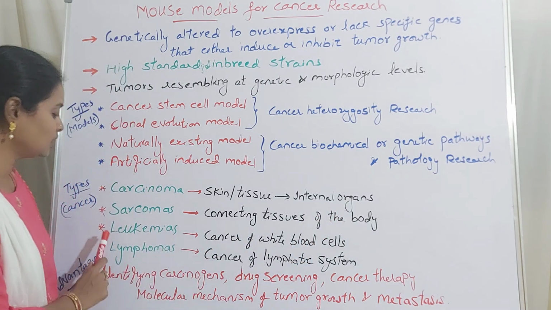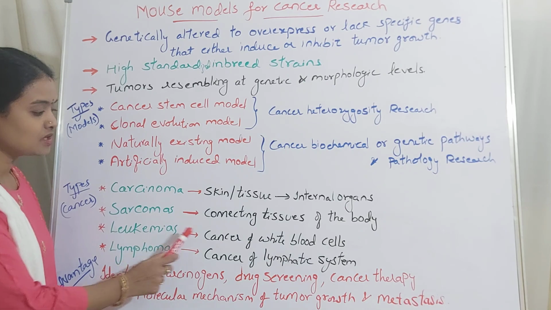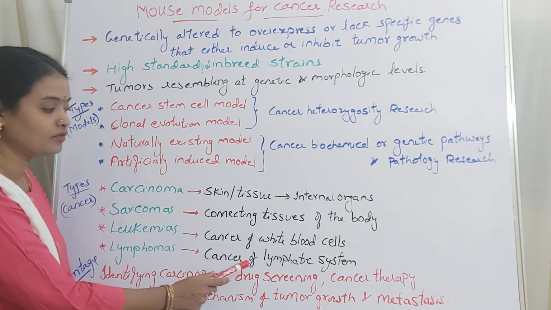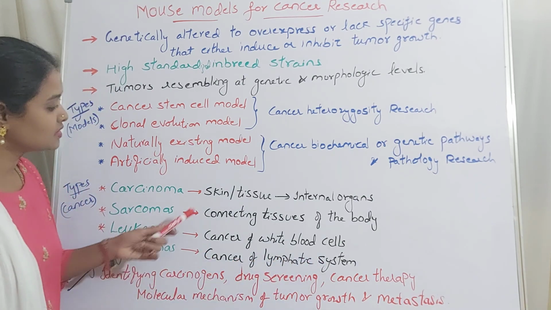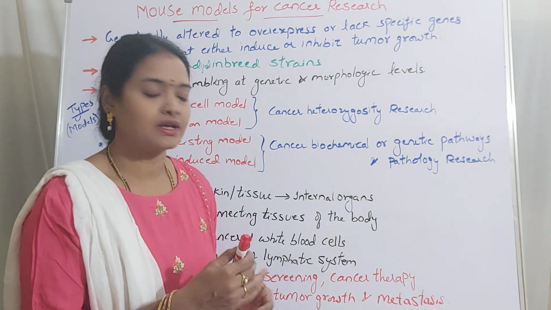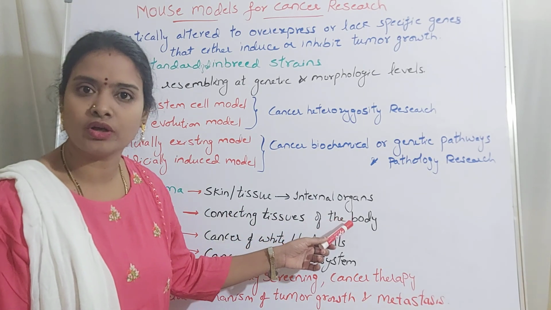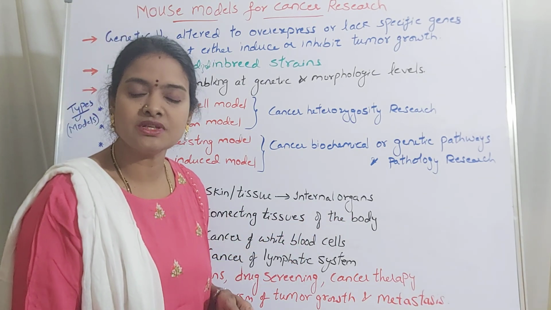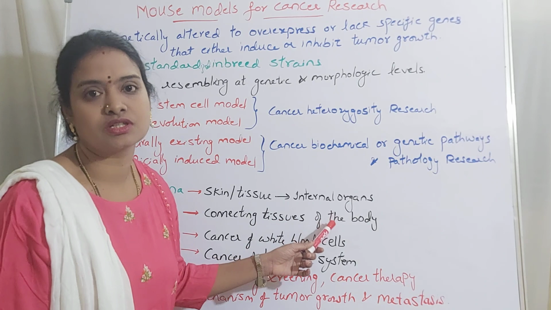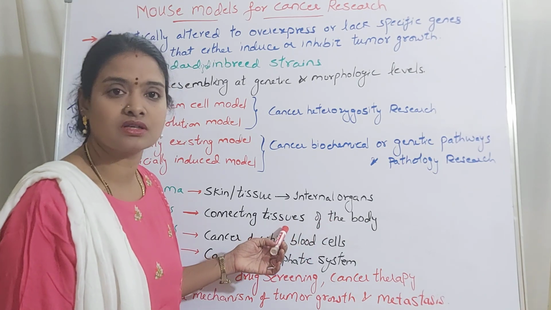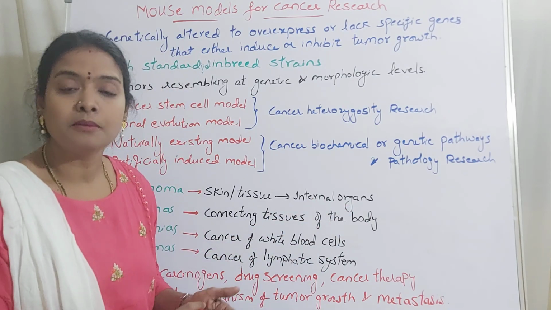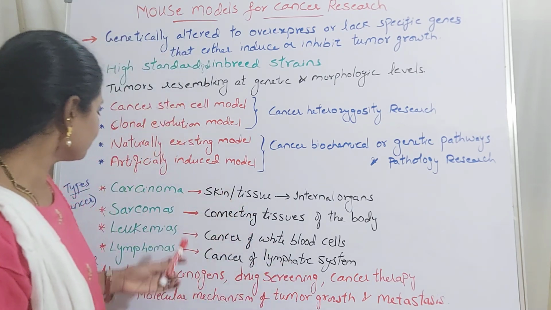Then next coming to the leukemias. Leukemias are the cancer of white blood cells. Then lymphomas, it is the cancer of the lymphatic system. So these cancers can be only in a particular region, otherwise they can spread. Like in the case of connective tissues of the body, this is highly malignant. That means they can spread from one part of the body to another part through the connecting tissues, right? It can be a bone cancer or cartilage, or some other cancer which spreads, and it is referred to as malignant cancers.